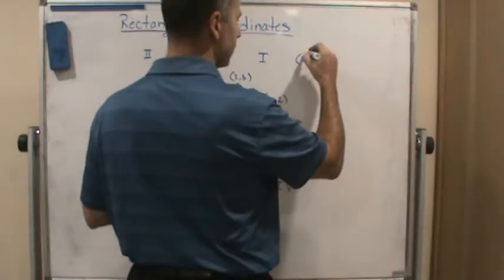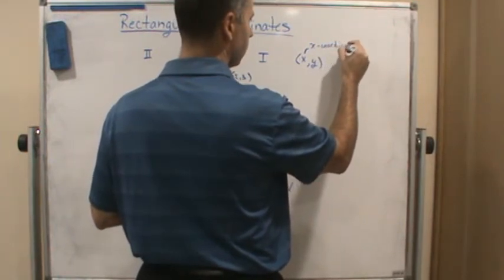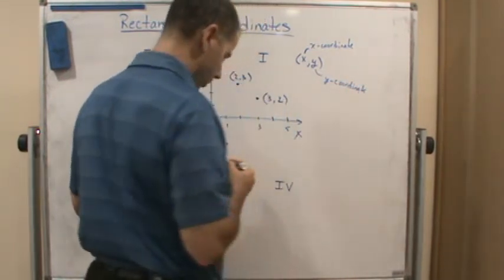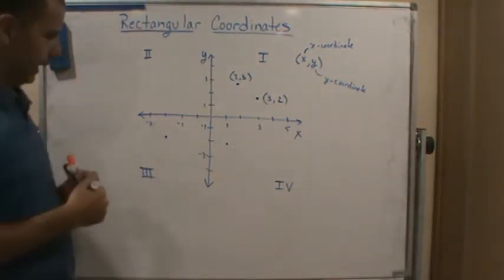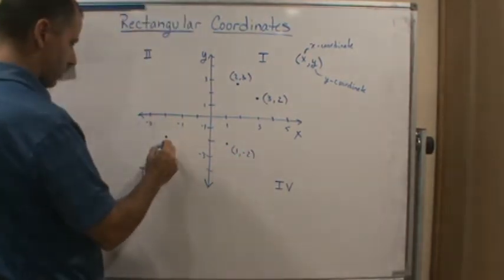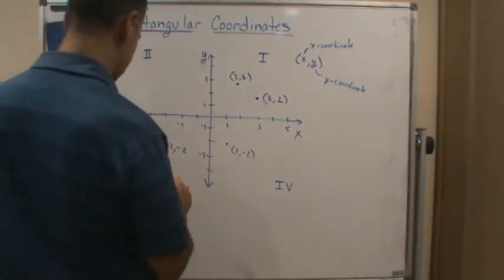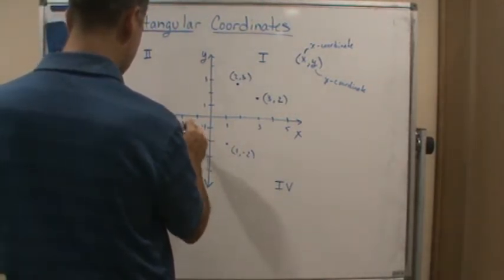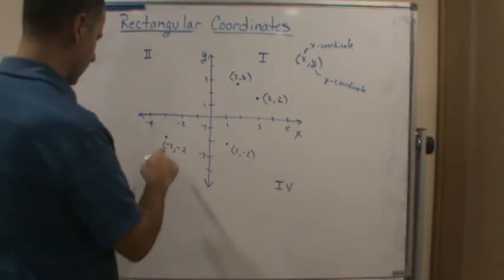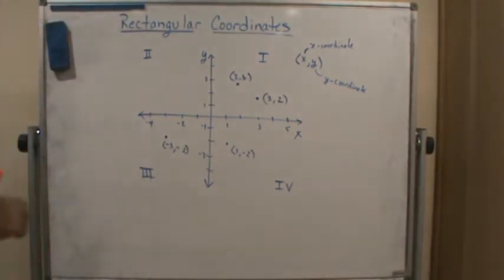And these are called coordinates. This is the x coordinate. And this is the y coordinate. And then of course this one would be 1, -2. And this would be... no, hold on a second. Oh, yeah, I mislabeled this. This is -4. So that would be -3, -2. Okay, there we go. That looks right now.